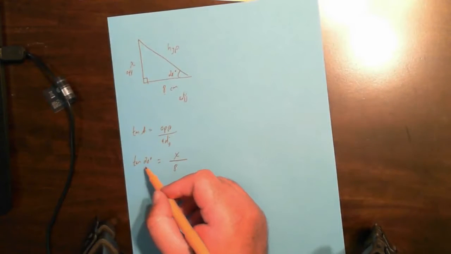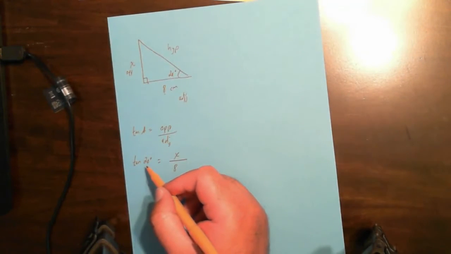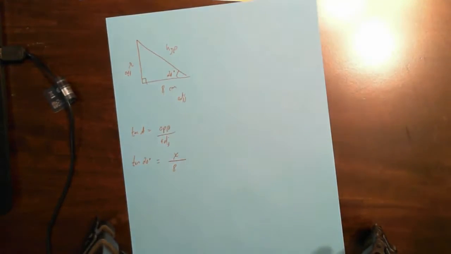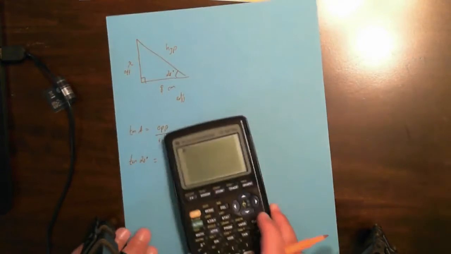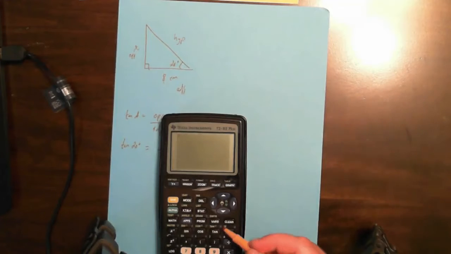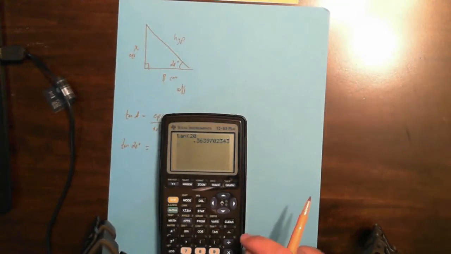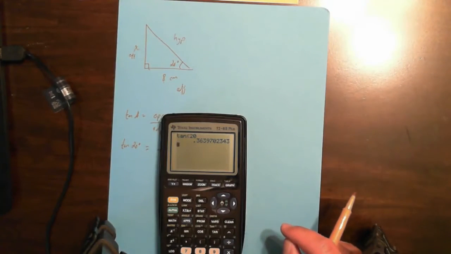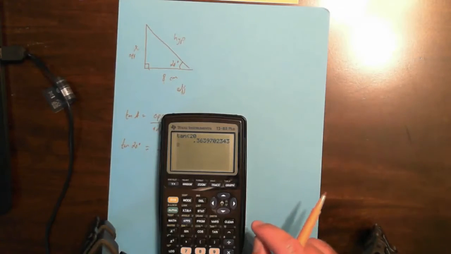So what I can do now is I can find out what the tangent of 20 degrees is by punching that in my calculator. Now, it depends on how your calculator works here. On mine, you can see that I can just hit my tangent button, so tan, and then type in 20. Okay? And then I can press equals, and I get the number 0.36397 and so on.